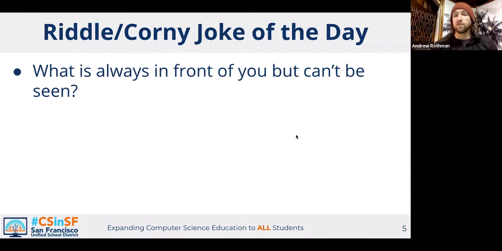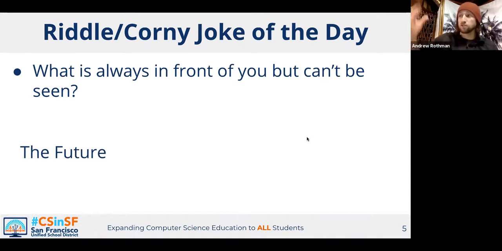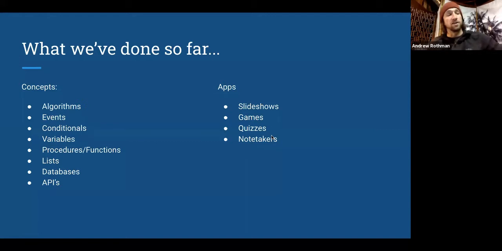All right, our last riddle or corny joke of the day. What is always in front of you but can't be seen? Oh, Conrad with an interesting answer. I hadn't considered that. I have a different answer, but I will accept Conrad's answer. If anyone has a different answer. In front of you, but can't be seen. It's always in front of you. In fact, James sent it as a direct message, and James is correct. It is the future. The future is always in front of you, unless you're clairvoyant.